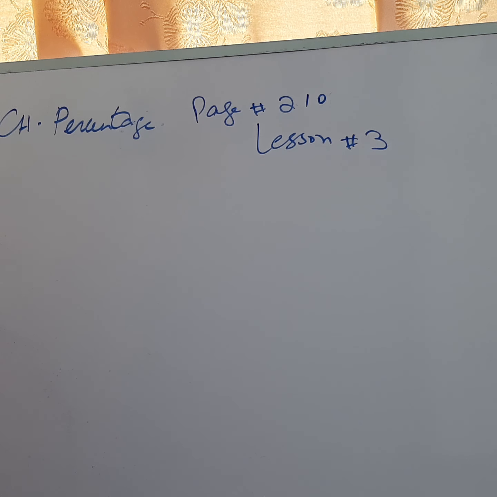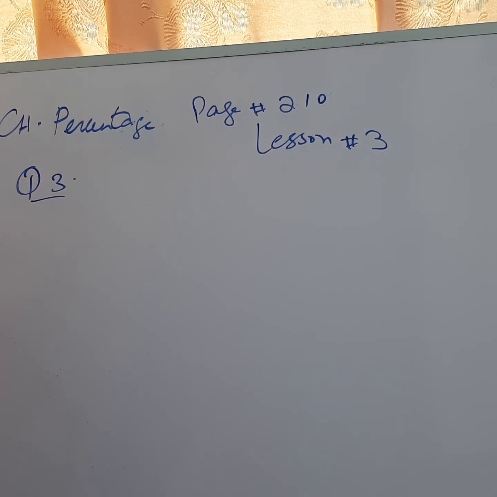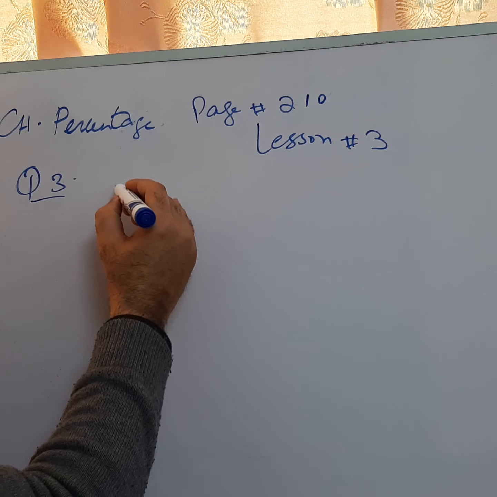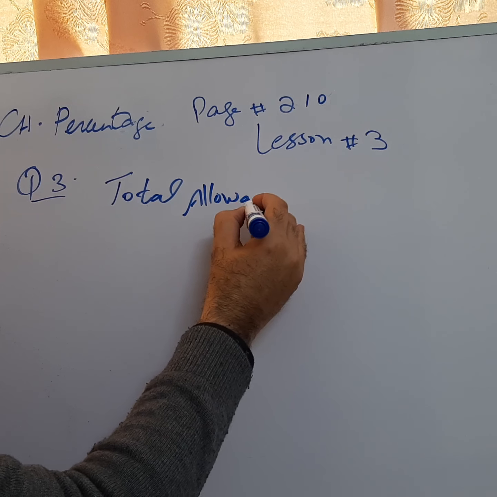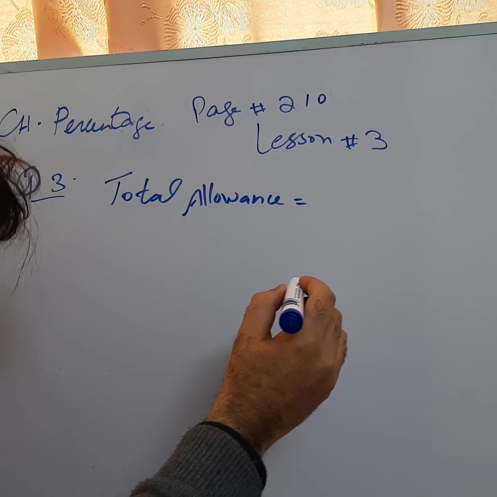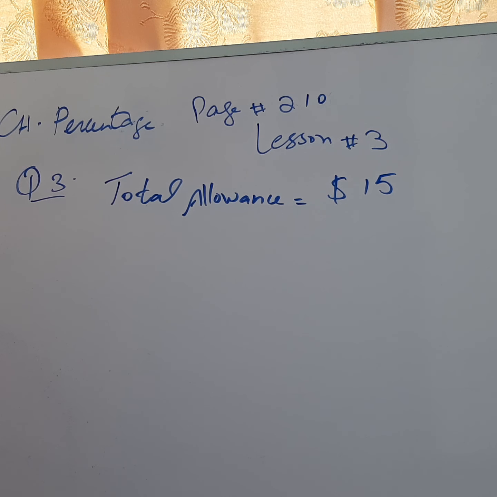Then on page 210, question number 3. Anne spent 50% of her allowance on food, 30% of it on stationery, and saved the remaining amount. Her allowance was $15. How much money did she save? Okay, first thing is the total allowance, how much it is given? It is $15. This is the allowance for Anne.